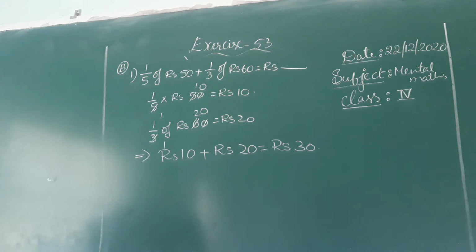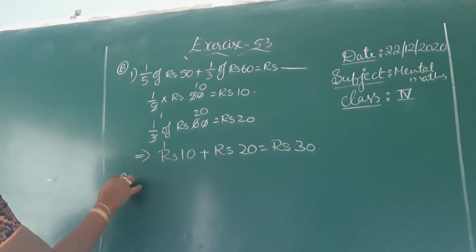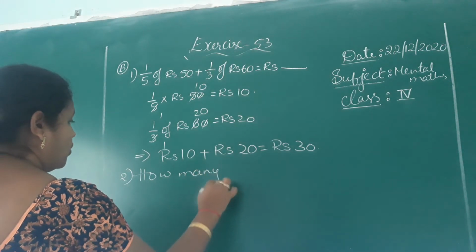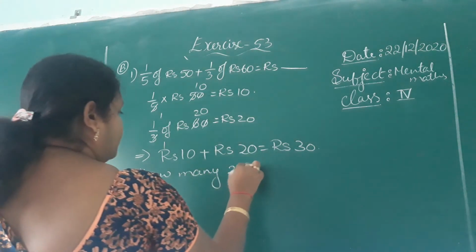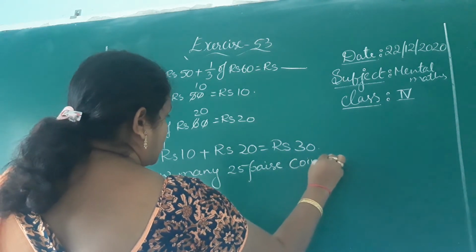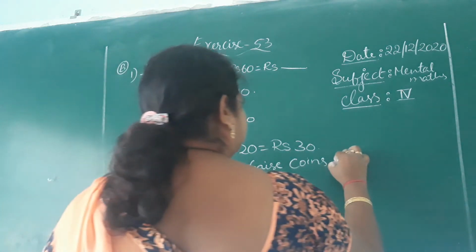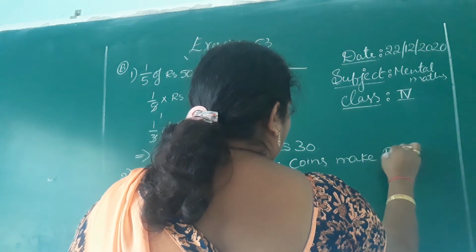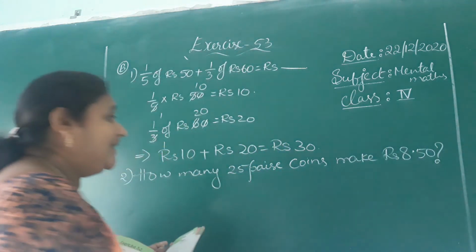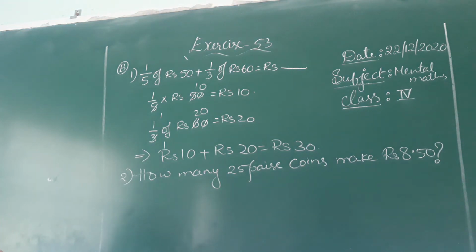How many 25 paise coins make 8 rupees 50 paise? How many coins will be in 8 rupees 50 paise?